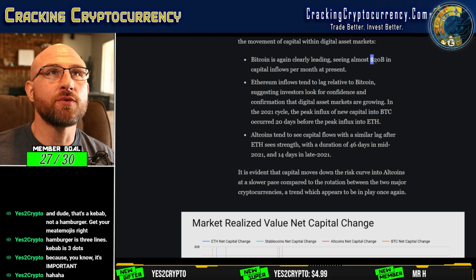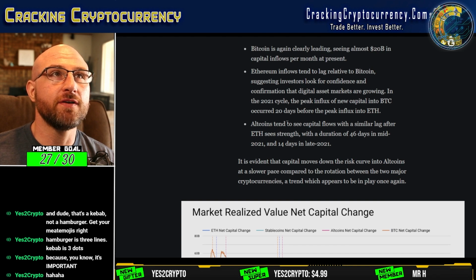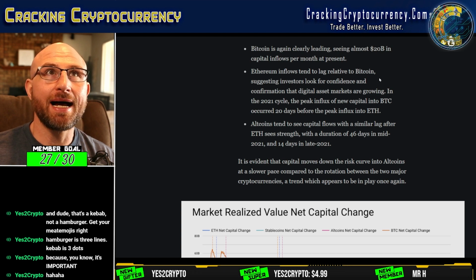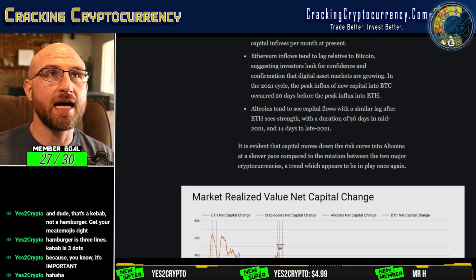As I said, Bitcoin's leading the rally. We're seeing $20 billion in capital inflows per month. And we talked about this difference of how cycles top, with Bitcoin topping first with capital inflows and then Ethereum topping about 20 days later. At least back in the 21 cycle, we topped 21 days later. And then altcoins topping anywhere from 5 weeks to 2 weeks later. All right.